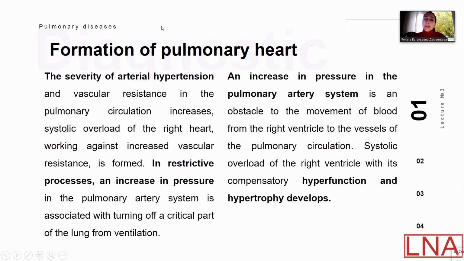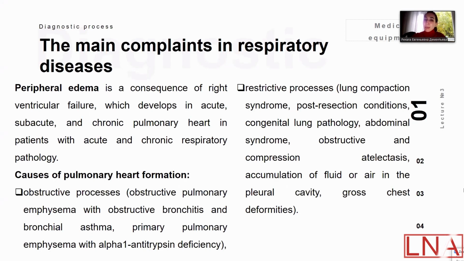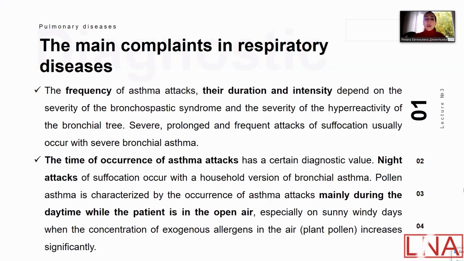Look, is it clear about all compliance, all mechanisms of development, the main compliance of the patient with respiratory diseases? Is all clear for you?